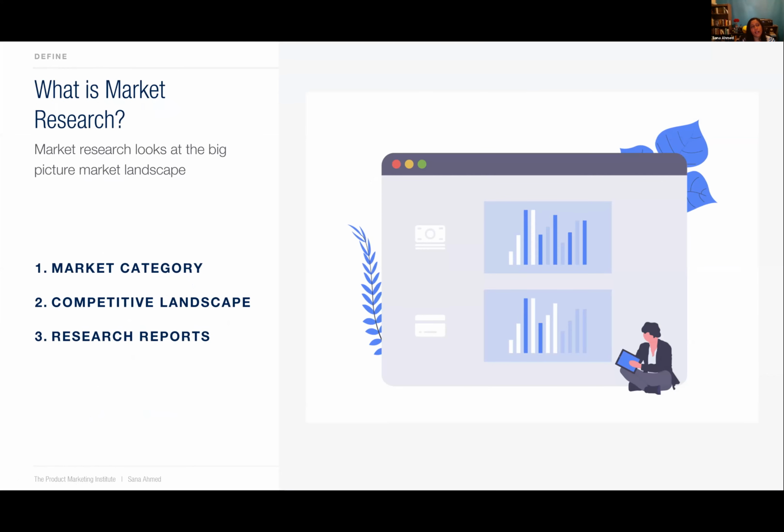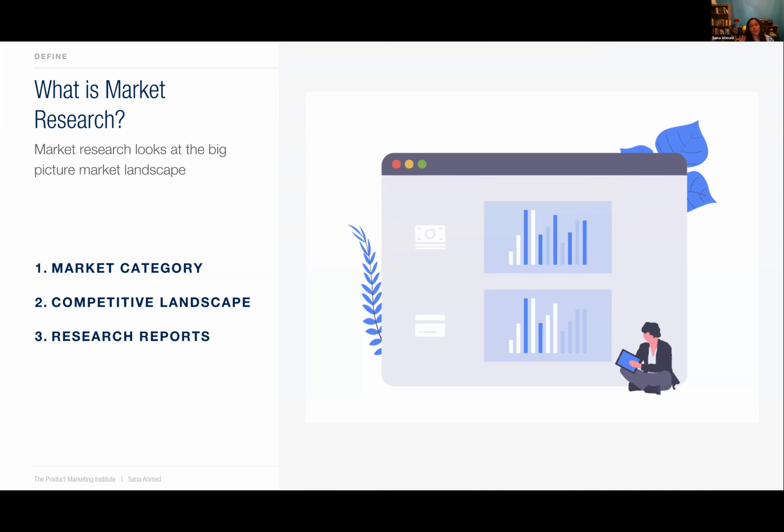So the third thing that we want to end up defining here is what is market research? Market research is looking at the big picture market landscape. What I mean by that is you've done your research on the individual user, what their problems are. You started to validate that problem by speaking to specific user segments, seeing that it's not a problem of one user, but there's actually a cluster of users within a segment that have this issue. And now the third thing is market research.